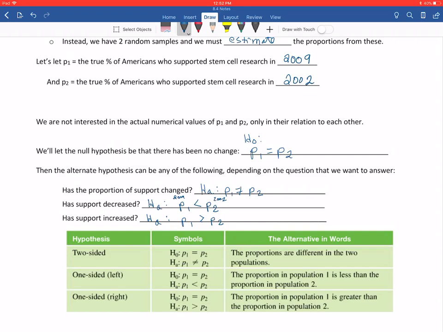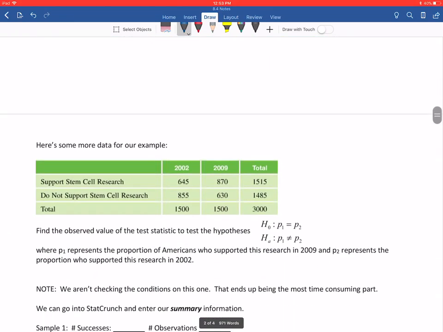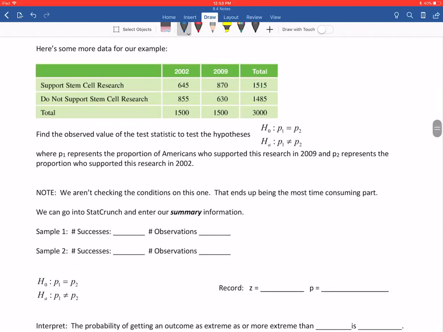So again, this is just a reminder. This is the table out of your book that just explains the difference, shows the difference between those three variations as well, and reminding you that the not equal to version is two-sided and the other ones are one-sided. Okay, so now what we're going to calculate is, instead of the one proportion z statistic that we've talked about in the prior three sections, we're now calculating the two proportion z statistic. I'm not even bothering to show you the formula for this one because we will always be using StatCrunch to calculate it. It's a very, very complicated formula.